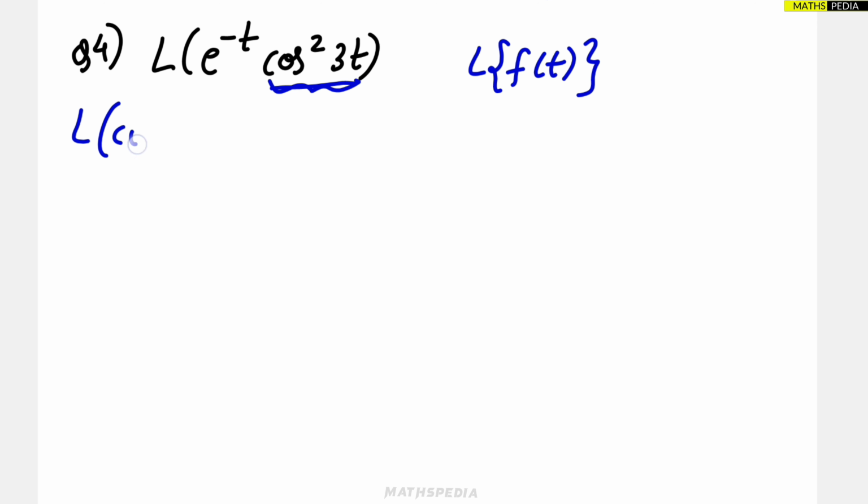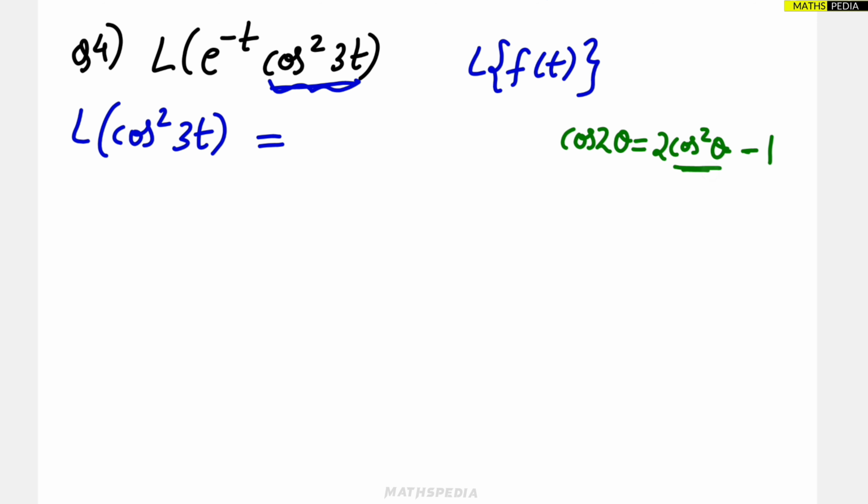So Laplace transform of cos square 3t. Now we don't have any direct formula. We have only formula for cos at, but we don't have for cos square at. So we have to convert into other formulas. As we know that cos 2 theta can be written as 2 cos square theta minus 1. From this, cos square theta will be equal to 1 plus cos 2 theta by 2.